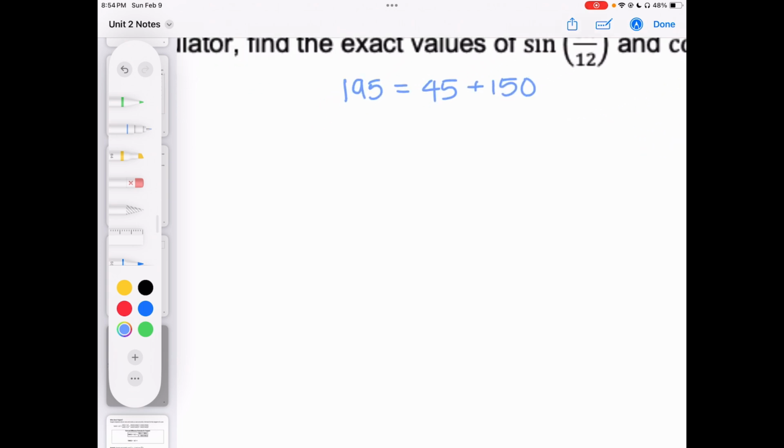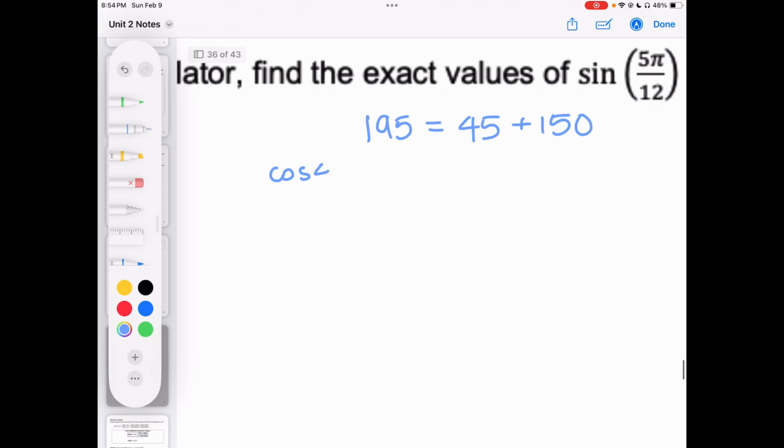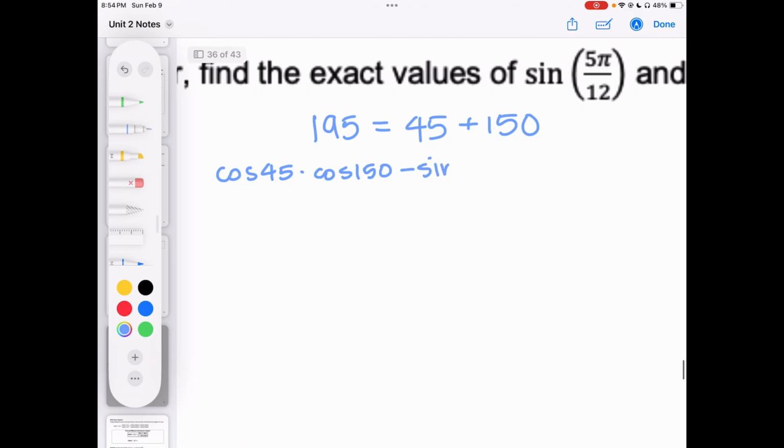Okay, we're working with cosine. So let's go ahead and write out our cosine sum. Cosine of 45 times cosine of 150 minus sine of 45 times sine of 150.